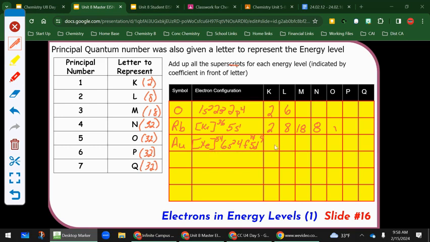For xenon, what do I write? 2, 8, 18, 18, 8. Now, stop. Now we need to add in everything that we wrote after that. 6S2. Where do those go?